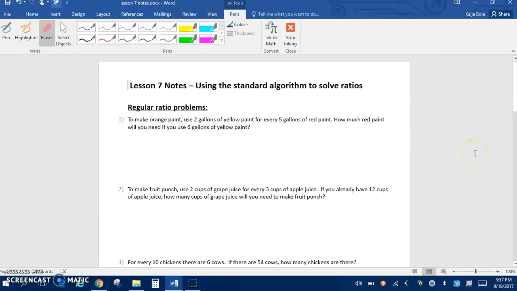Alrighty, here we are on lesson 7, using the standard algorithm to solve ratios. Some of you will be excited because tape diagrams are gone for right now. The standard algorithm is kind of like a proportion, so that's what we're going to use to solve these.